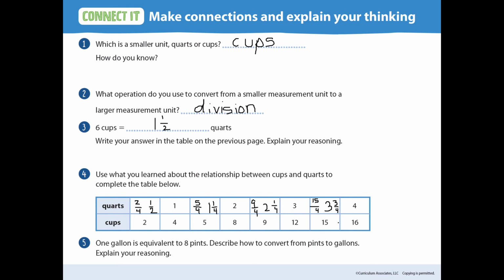Okay, number 5, 1 gallon is equivalent to 8 pints. Describe how to convert from pints to gallons. Explain your reasoning. So if there are 8 pints in 1 gallon, and we're going from the smaller unit to the larger unit, then we're going to divide. So in order to convert from pints, which is the smaller one, to gallons, which is the larger one, what we would do is divide by 8.